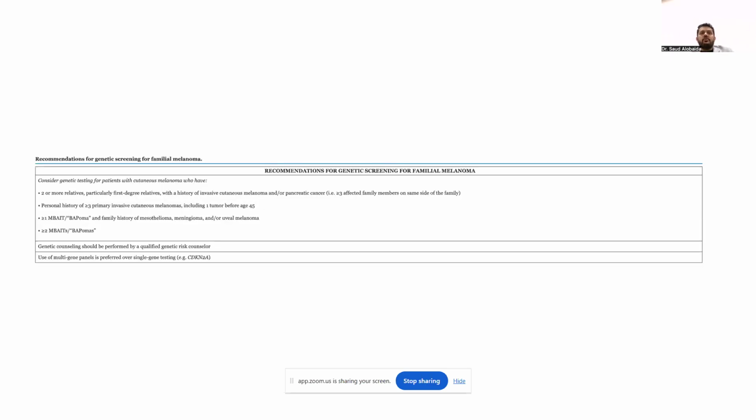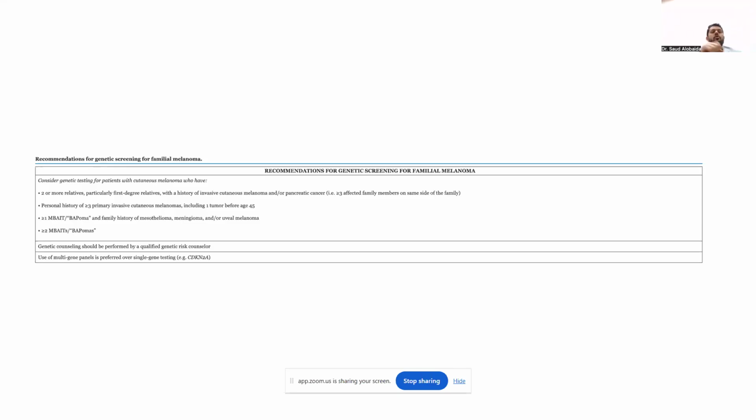So when do we need to check someone for genetic testing? And you can say, I do like this table. If you have 2 or more relatives, particularly first degree, who have cutaneous melanoma and/or pancreatic cancer. For pancreatic cancer, they said 3 or more, because it doesn't make sense for all 3 or 4 members to have pancreatic cancer in the same family. That makes you raise suspicion of CDKN2A. Personal history of more than 3 invasive cutaneous melanomas, 1 of them before 45. One BAPoma or papilloma, we'll talk about that in a little bit. And family history of mesothelioma, meningioma, and/or uveal melanoma.